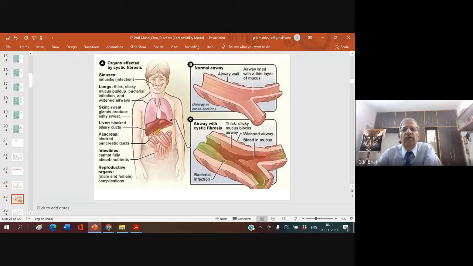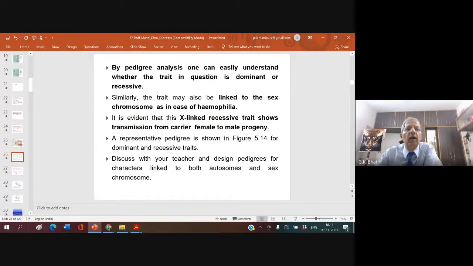This is a normal airway. This one is with cystic fibrosis. Can you make out the thick mucus here? This is what is called cystic fibrosis. Understood? By pedigree analysis, one can easily understand whether the trait in question is dominant or recessive. We can make out whether this disorder is due to dominant or recessive. We shall study that later.